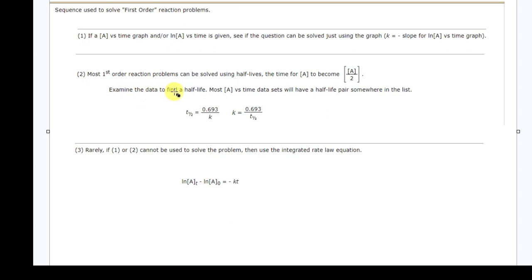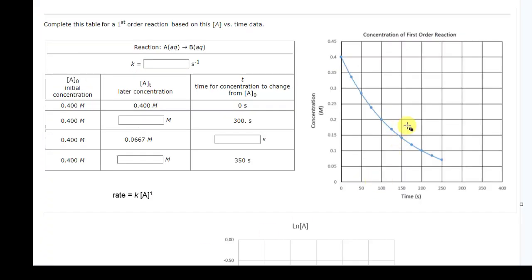Let's go to our problem again. Examine the data to find a half-life. Now, first order reactions have constant half-life. So if you find a half-life anywhere in that graph, it's going to be valid. Once you know the half-life, you can divide it into 0.693 and that gives you the K. Or if you know the K, you can divide that into 0.693 to get the half-life. But we've got our graph. Let's go back to the graph. Here it is. And see if we can find a half-life.